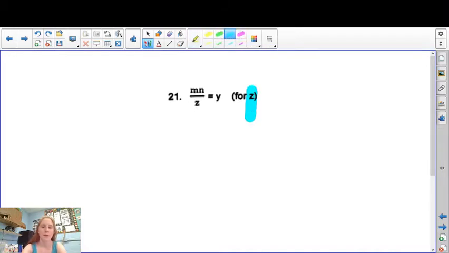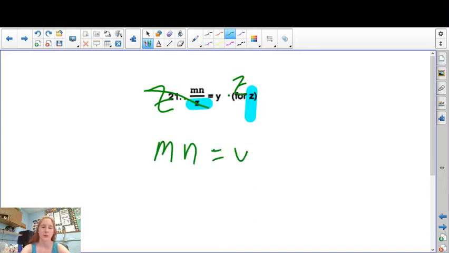All right, we're looking for Z. Z's on the bottom. Again, to undo division, we're going to multiply by whatever's causing that issue. The Z is causing the issue, so we're going to multiply both sides by Z. So I have MN is equal to YZ.